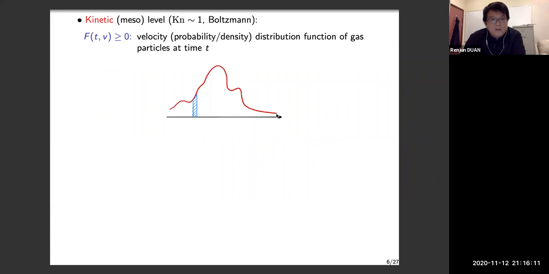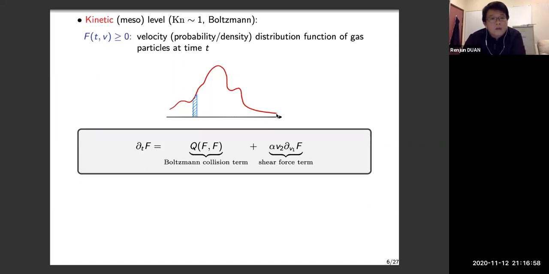For this function, you see that usually we have to assume that as the velocity goes to infinity, for a very large velocity, then this density distribution of the particles would be very small. So somehow the particles will be located with velocities in a finite region. So it means that it's seldom to see particles with very large velocity. So this is the physical situation.